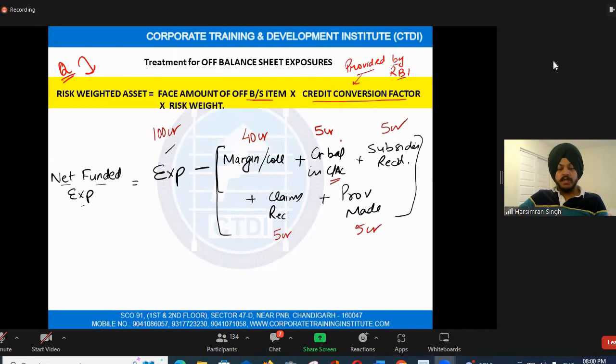So what is your net funded exposure? So your net funded exposure will be 60. Is that clear? Write this formula because in the book it is written in a theoretical manner. तो वो बहुत लंबा हो जाता है, वो आपको याद नहीं होता. So if you note down this way, you will never make a mistake.